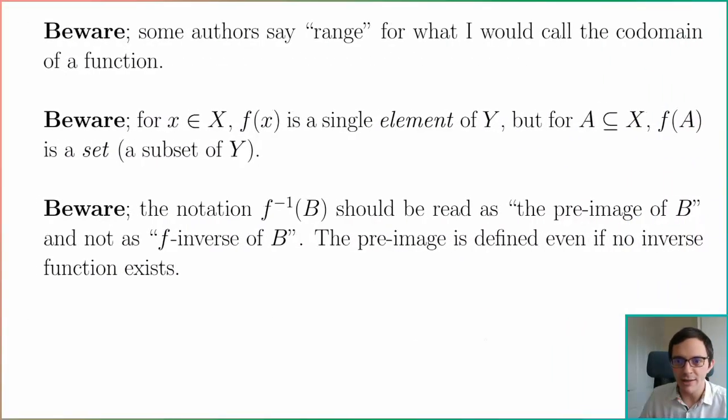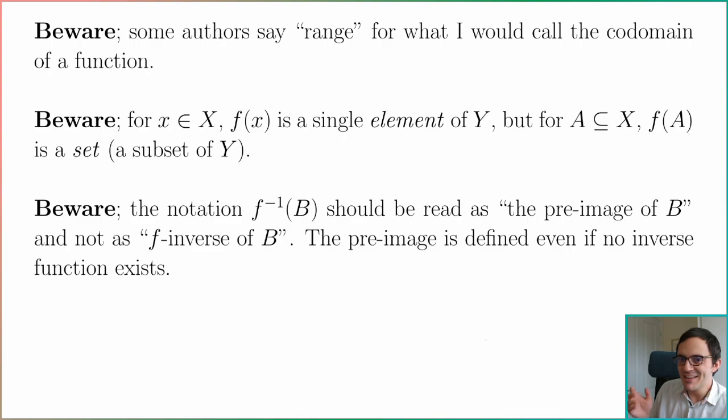Let's see why. I have 3 warnings. Some authors say range for what I would call the codomain. So for a function that takes some of the values in the codomain and not all of them, we would disagree, because I would say that the range of f, in that case, where it doesn't take all of the values in the codomain, is different from the codomain, and other authors might be using the word range for codomain, and they may have a different word for range.